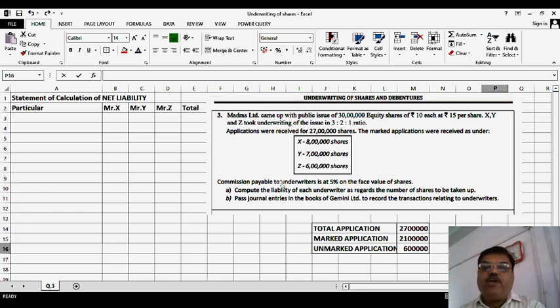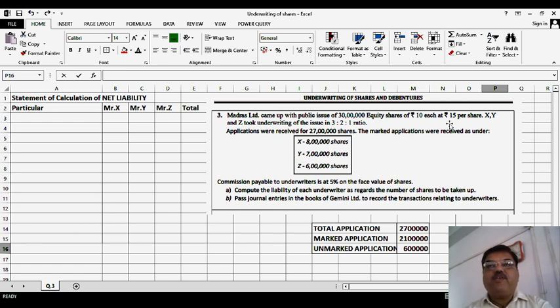Commission payable to underwriters at the rate of 5% on the face value of shares. अभी देखो एक्चुअली नॉर्मली कमीशन is always calculated on issue price. इश्यू प्राइस क्या है इसमें, 15 रुपीज. 15 multiply by 30 लाख उसके ऊपर निकालते हैं. But इन्होंने specifically in this problem they have mentioned that whenever you are going to calculate commission, that commission you have to calculate for this particular problem only on nominal value or face value.